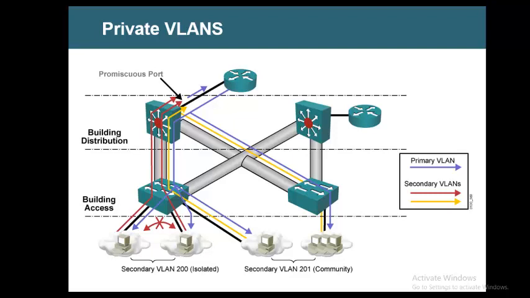Next, members of isolate VLAN. Here it is 200. Members of isolate VLAN, as the word says, isolated, are not going to talk to each other even though they are members of VLAN 200. They will not talk to each other because 200 is defined as isolated. But all these members of isolated can communicate to Prometheus. They can talk to Prometheus.